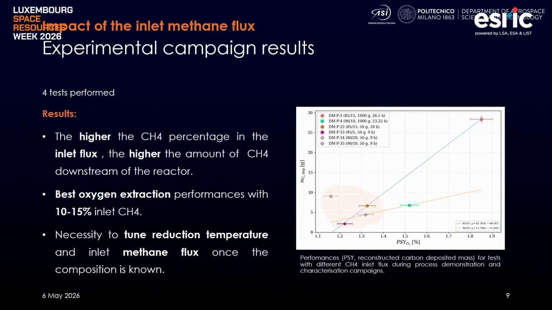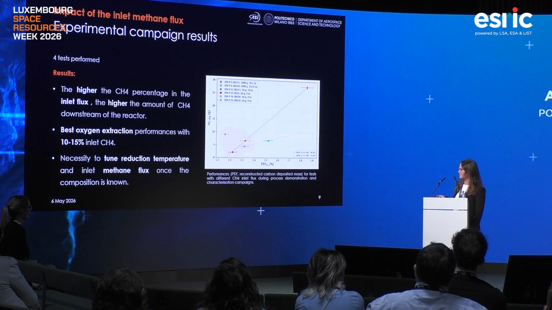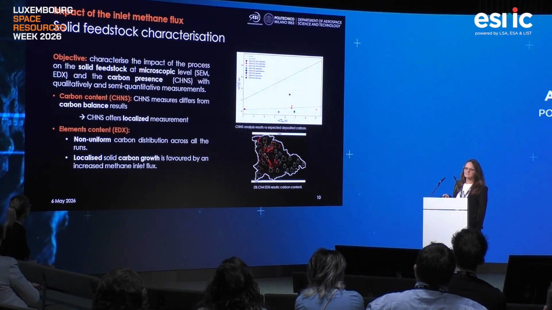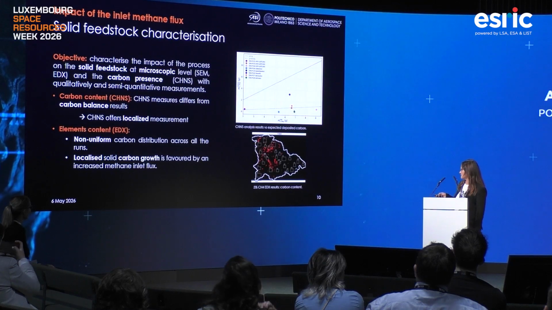And as we expected, the higher the percentage of methane, the higher is the carbon deposition in the batch. But in terms of oxygen extraction performances, having average values, so 10 to 15% of methane in the inlet flux is still better, even if there's not a strong dependence. Also, in this case, we analyzed the feedstock.